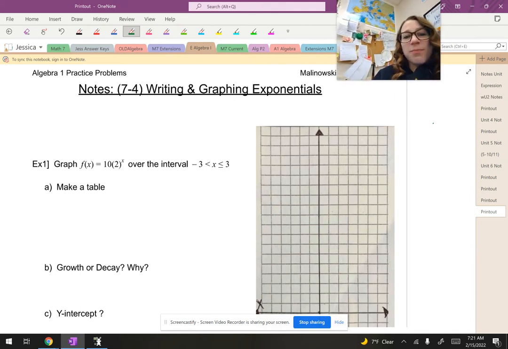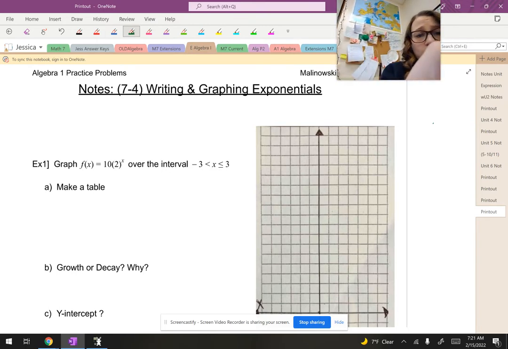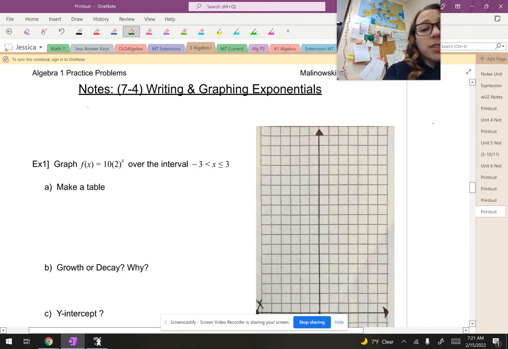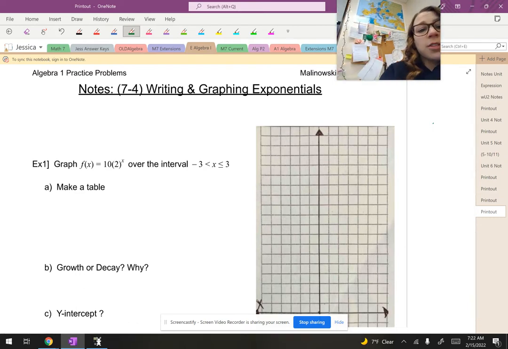Anywho, howdy. So, notes for 7-4 algebra here, writing and graphing exponentials. Naturally, the first thing that we want to start off with is that generic exponential equation, the essential y equals mx plus b, but of exponentials, not linears. And that is our good old y equals a times b raised to the x power.